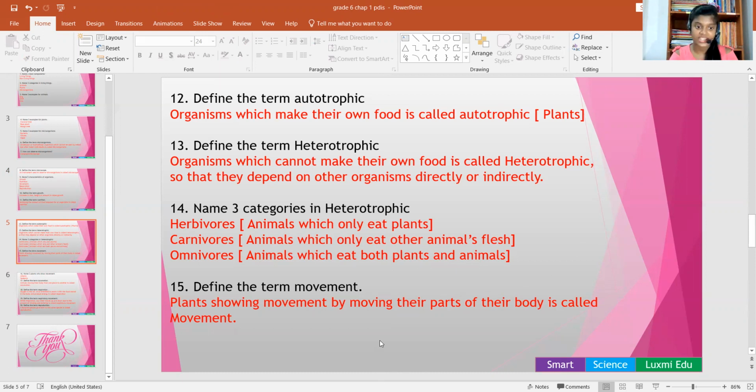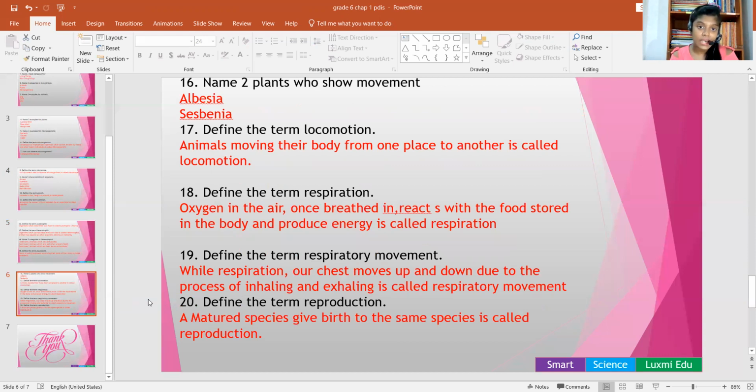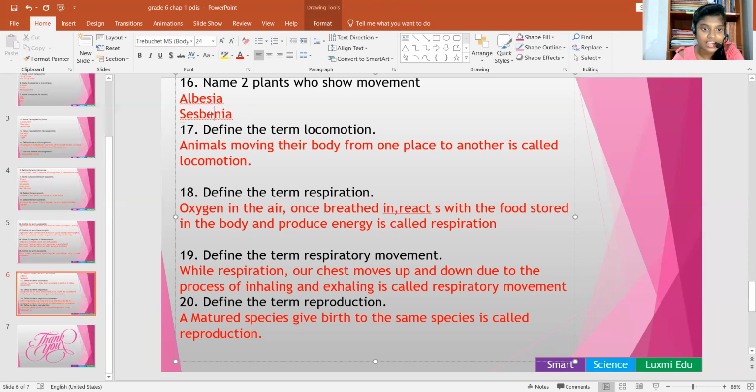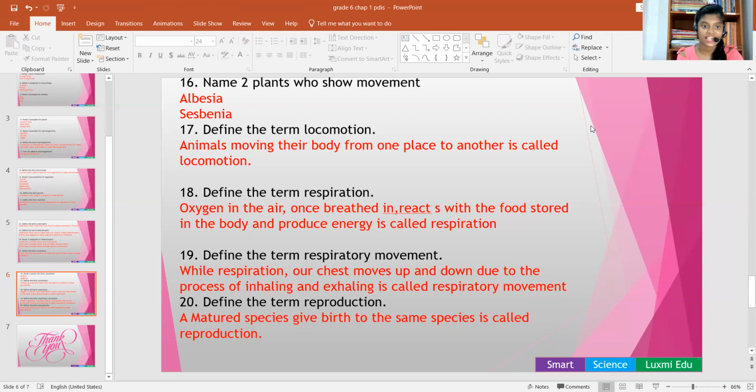Define the term movement. All animals also show movement, but plants show movement by moving their parts of the body, and this is called movement. Next one, name two plants which show movement. There are many plants. If you see my previous video, I have included them, so it's better to write them.